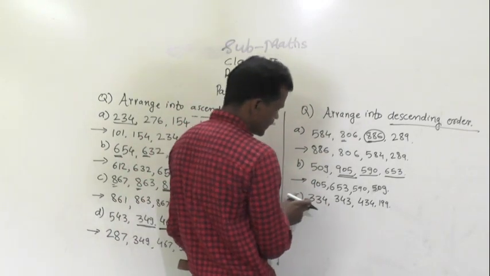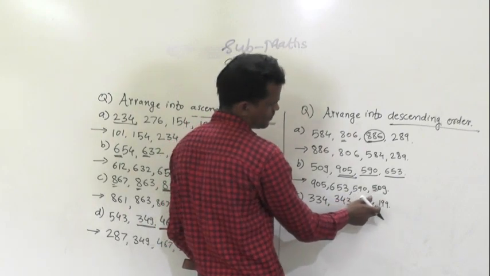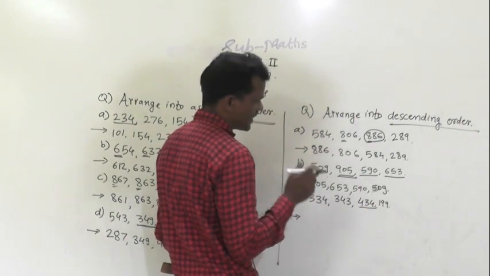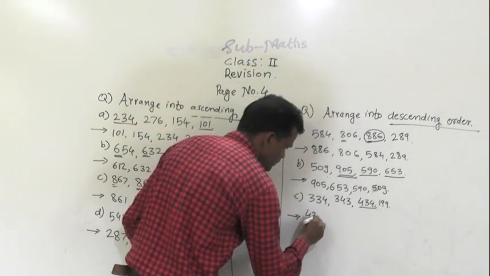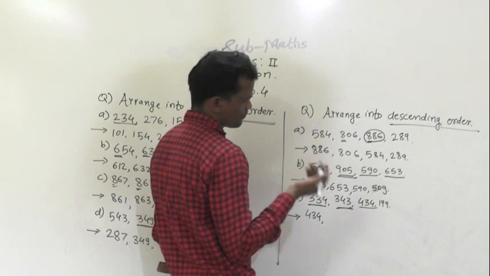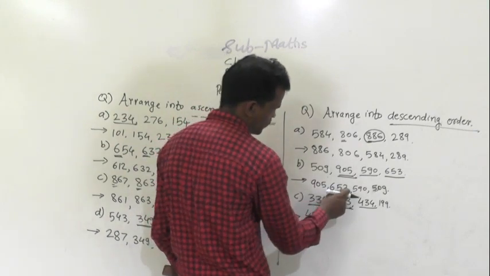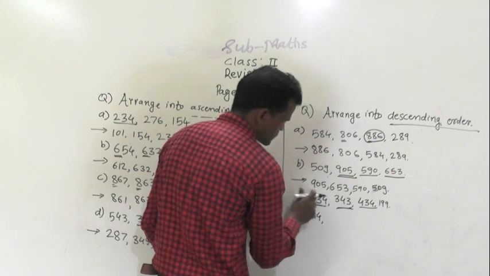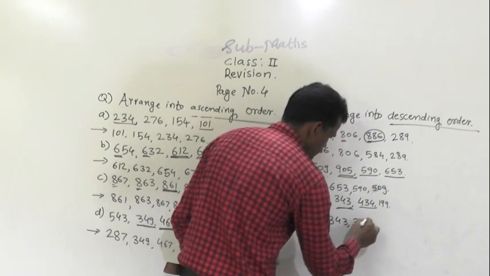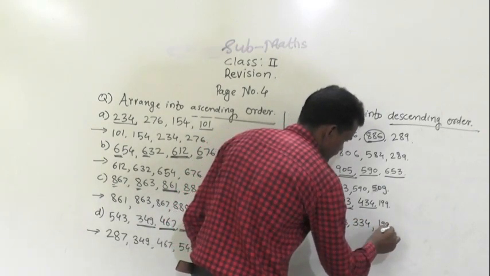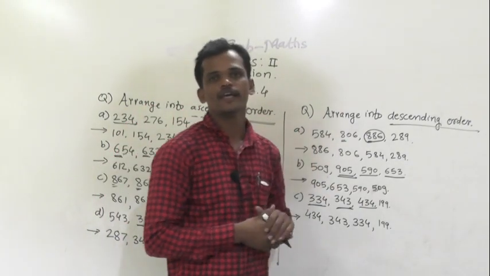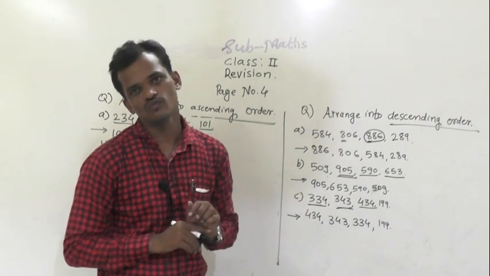Here: 334, 343, 434, 199. Now decide which is the greatest number. This is the greatest because it has 4 at the hundreds place, so 434. In these two numbers, 3 is common at the hundreds place, so compare the tens place digit, here 3, here 4. So this is greater than that. So 343, then 334, and last 199. So we arranged these numbers in descending, or big to small, order. Thank you.